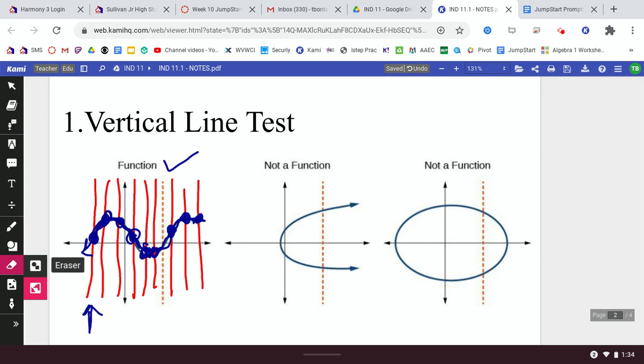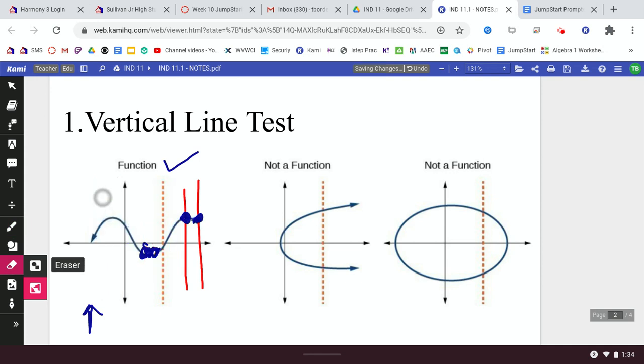Now I'm going to erase all those so we can get back to the original. So you can see here that you shouldn't have to draw all those lines on there. I just did it to show you. But you should be able to visually look at that graph and see that there's no place where your line or your graph doubles back and loops over and crosses over itself.